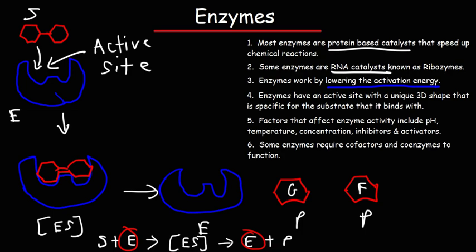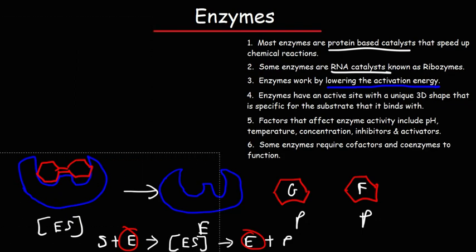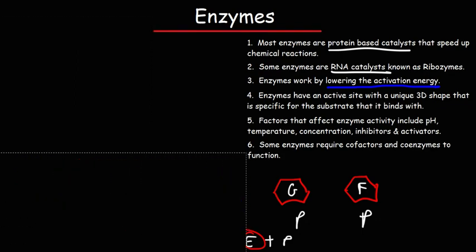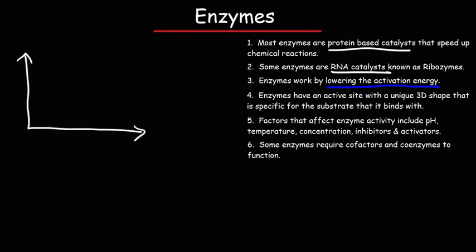Now let's move on to the next point, the factors that affect enzyme activity. So the first one is the pH. Enzymes have an optimal pH upon which they work. Most enzymes have an optimal pH somewhere between 6 and 8 because your body has a pH between 6 and 8.